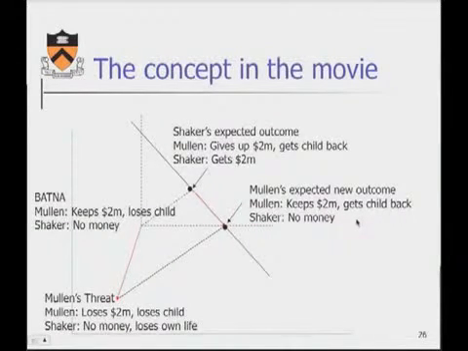And Shaker then expects that Mullen would give up the $2 million, but get the child. Presumably, Mullen values the child more than he values $2 million, and Shaker gets the $2 million. Mullen is threatening that, I'll accept losing the $2 million and losing the child, but you will end up with no money and lose your own life. And he's kind of betting that Shaker values his own life much more.